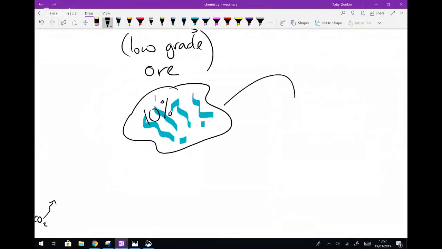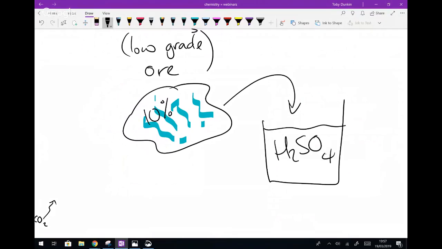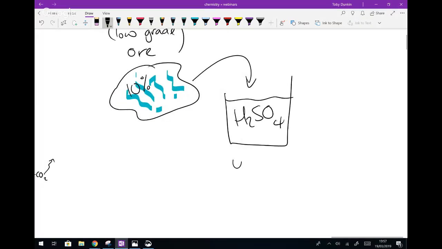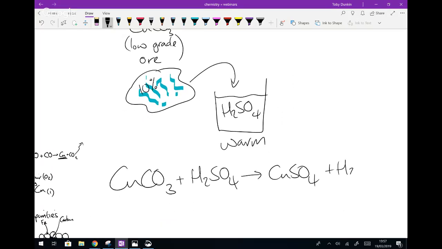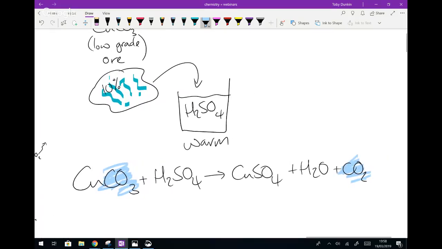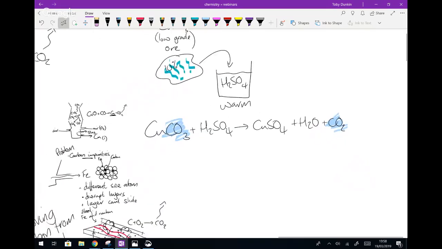You add the rock to dilute sulfuric acid. And you now warm it. The copper carbonate reacts with the sulfuric acid to form blue copper sulfate and water and CO2. How did I know the CO2? Carbonates. All carbonates make carbon dioxide. Yeah? But now I have blue copper sulfate.